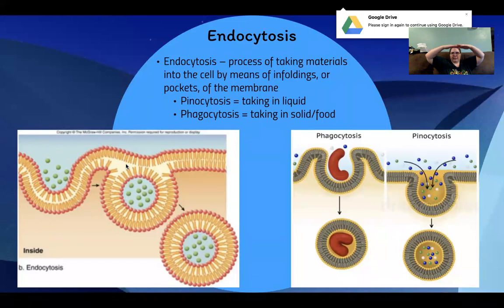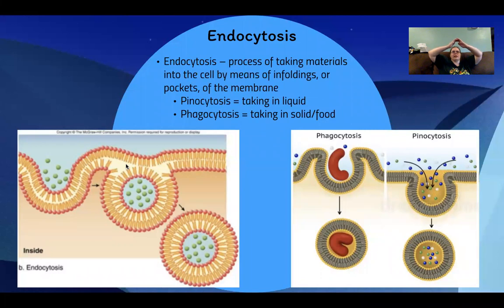I guess I should maybe do it like this. So my arms are the membrane. What happens is it'll actually fold inward, and then once it connects like that, it'll fuse surrounding the material, and then that fused section will break off and it will move into the cell.